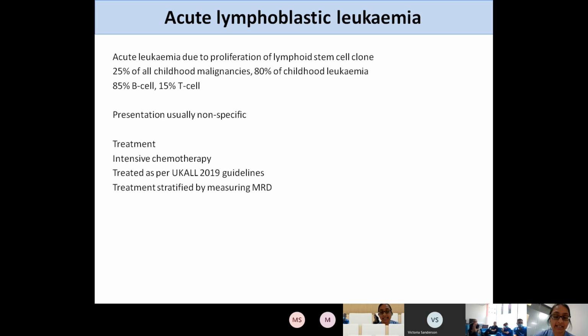And the treatment is intensive chemotherapy, and at the moment they are treated as per the UKALL 2019 guidelines. Treatment is stratified by measuring their minimal residual disease. So we have very good success in ALL treatment because we are able to tailor treatment based on very sensitive markers of patient response. And the outcomes are very good. We're looking at upwards of 90% 5-year overall survival, and most of those survivals are long-term cures.